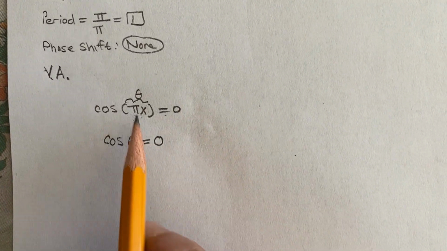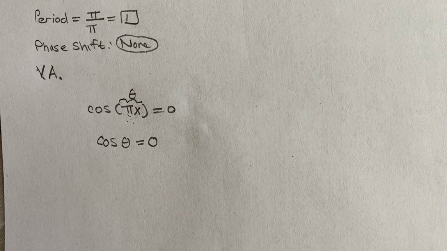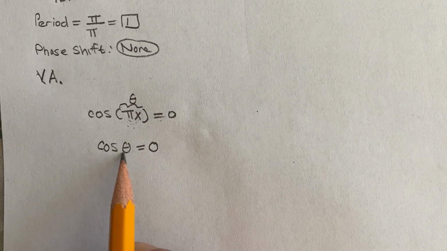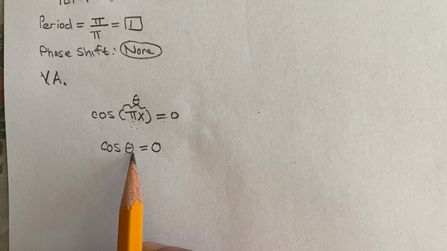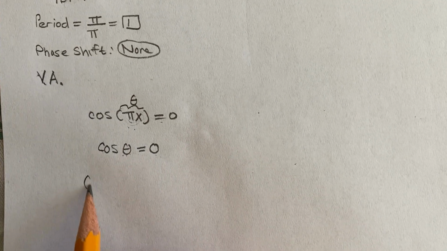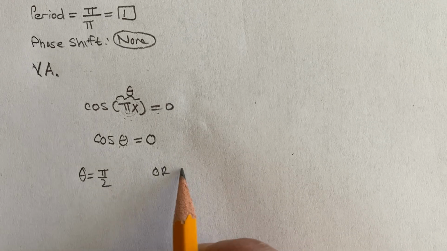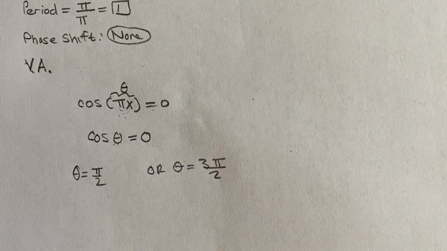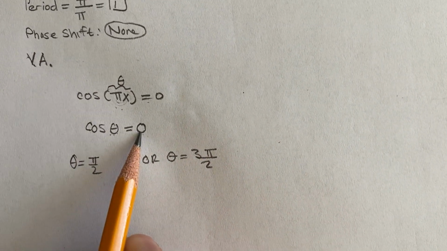I let theta equal pi x. And you've solved an equation like this before in your secant and cosecant, so this is no different in that way. If I ask you, hey, find the values of theta for which cosine is 0, where the x value is 0, you would say theta is equal to pi over 2, or theta is equal to 3 pi over 2. Again, these are values on the unit circle for which the x value is 0.